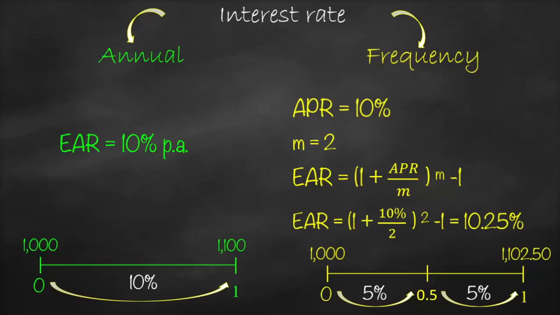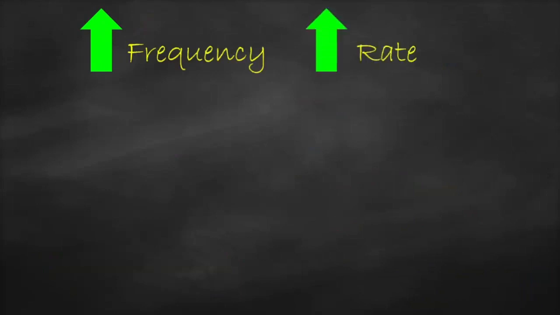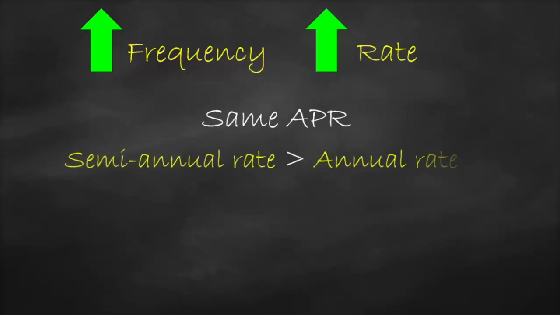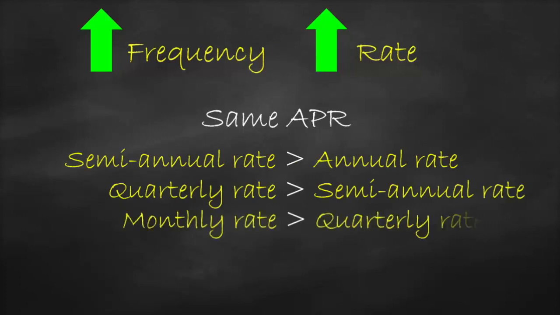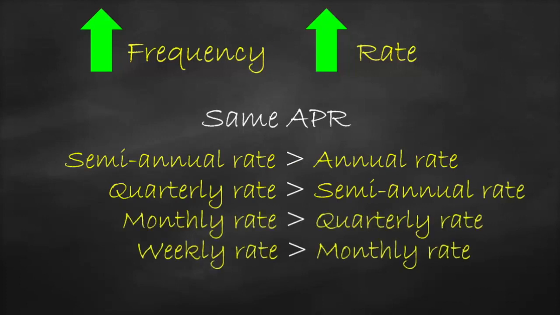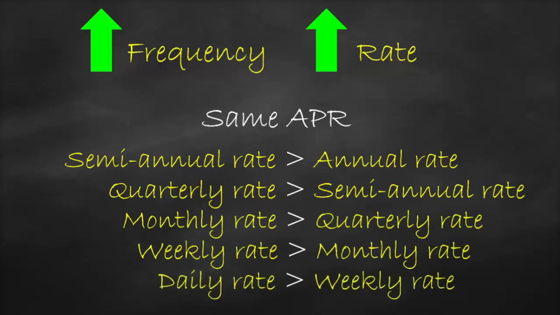So now when we compare the annual rate of 10% with the compounded semi-annually rate that we need to pay every 6 months, if I convert it into effective annual rate so I can compare it with other rates, it will be 10.25%, which is higher than the 10%. Therefore, we could say that the higher the frequency, the higher the rate. If we have the same annual percentage rate, semi-annual rate will be bigger than annual rate, quarterly rate will be bigger than semi-annual rate, monthly rate will be bigger than quarterly rate, weekly rate will be bigger than monthly rate, and daily rate will be bigger than weekly rate.